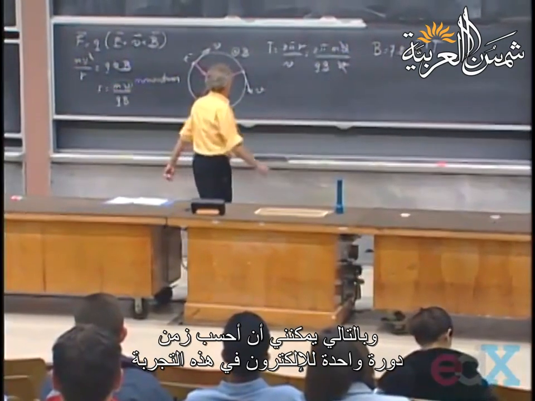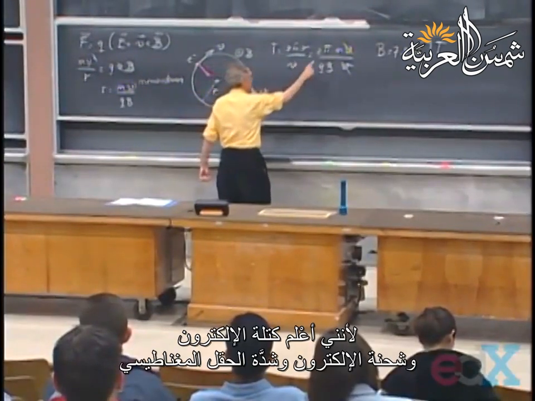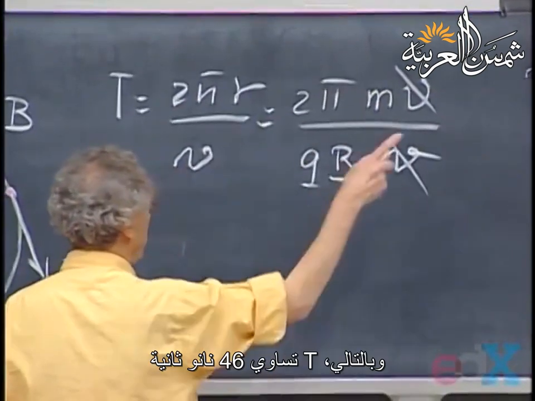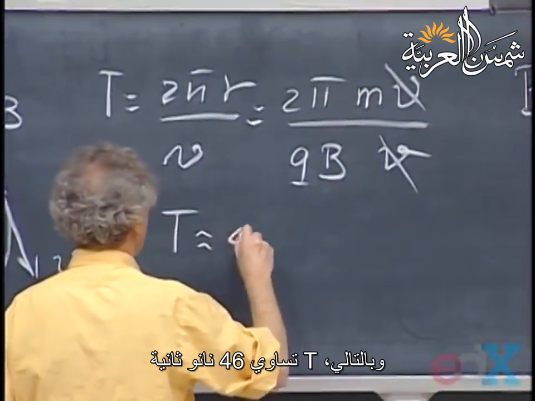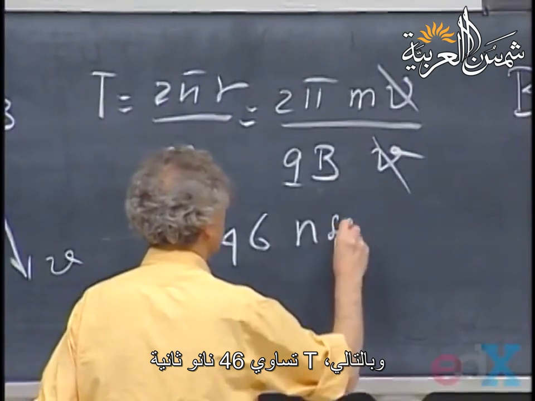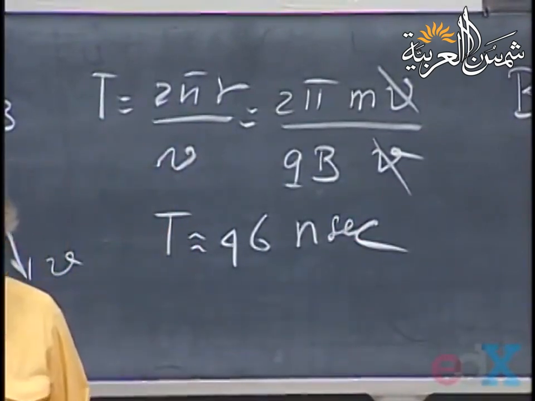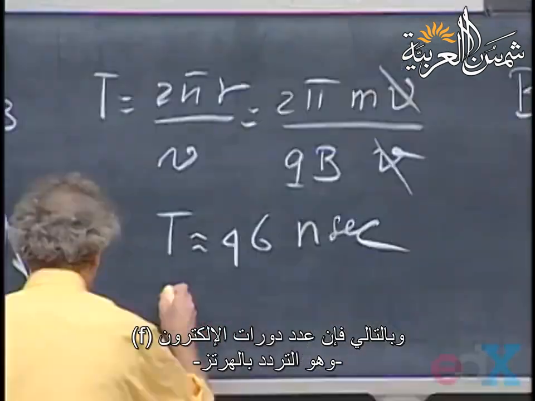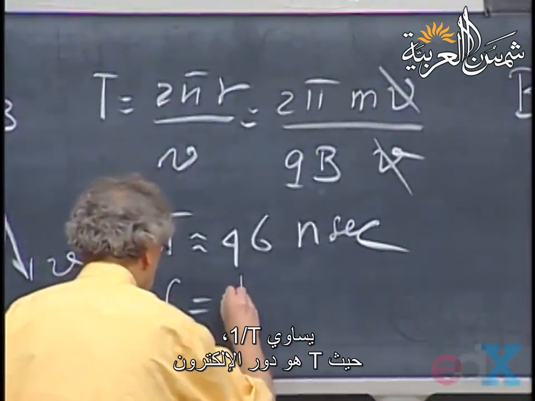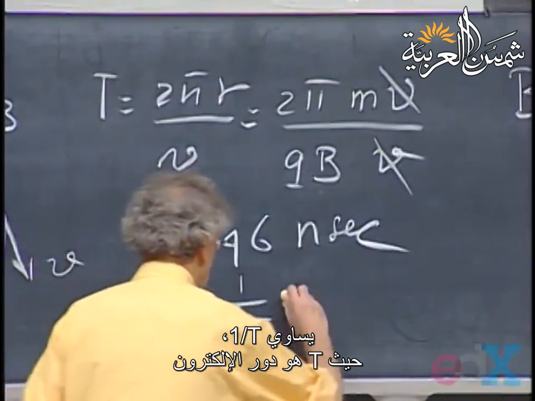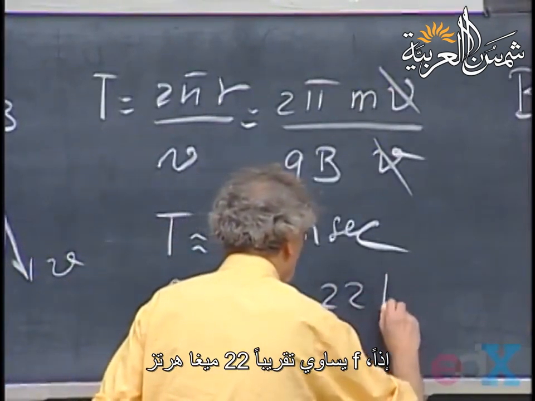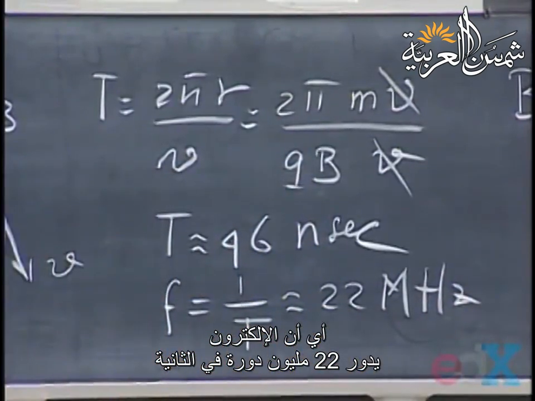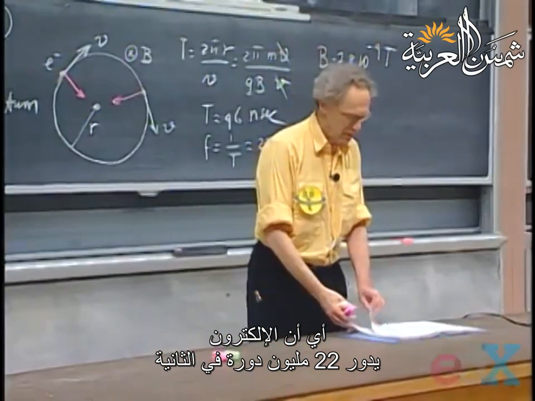If that is the field, I can calculate how long it takes to go around, because I know the mass of the electron, I know the charge of the electron, I know the magnetic field. So in that case, T is about 46 nanoseconds. And so, the number of times that it goes around, F, which is the frequency in hertz, is 1 over the period, is about 22 megahertz. So it goes around this electron 22 million times per second.